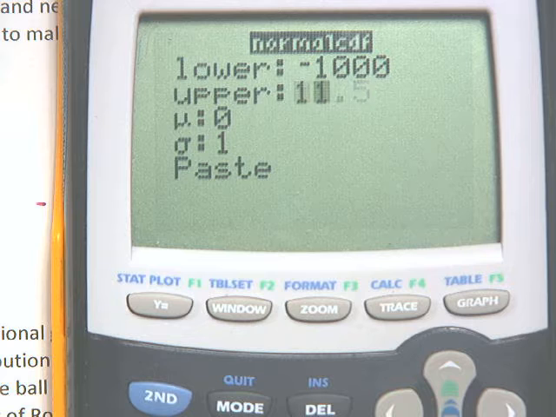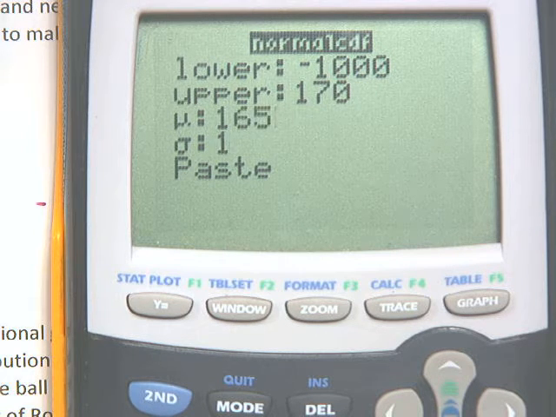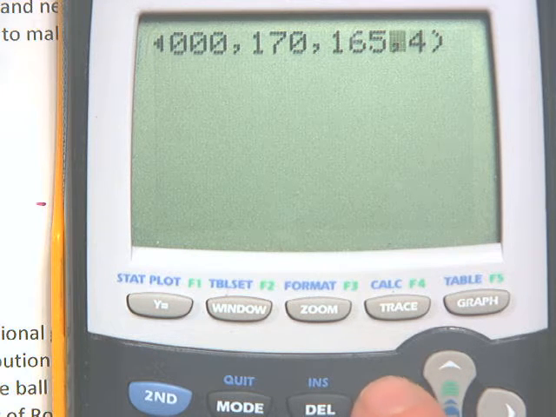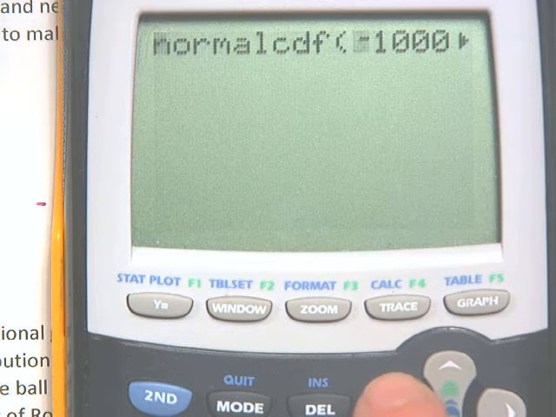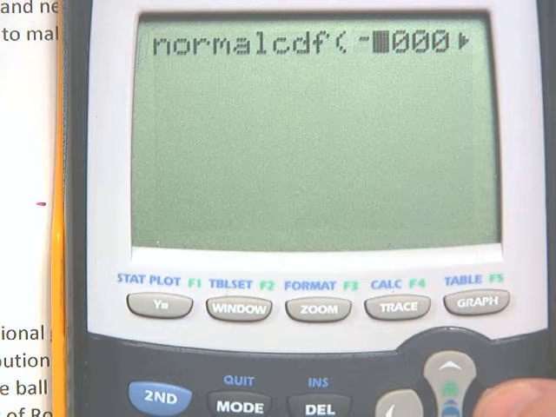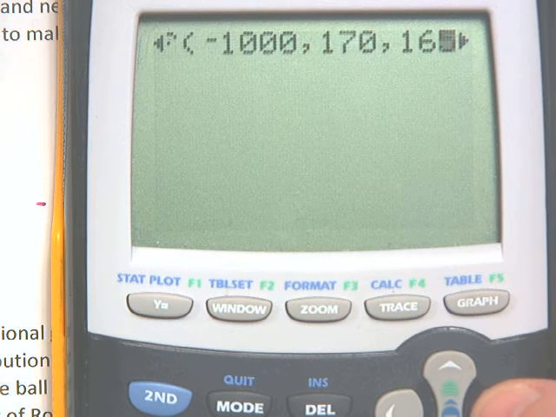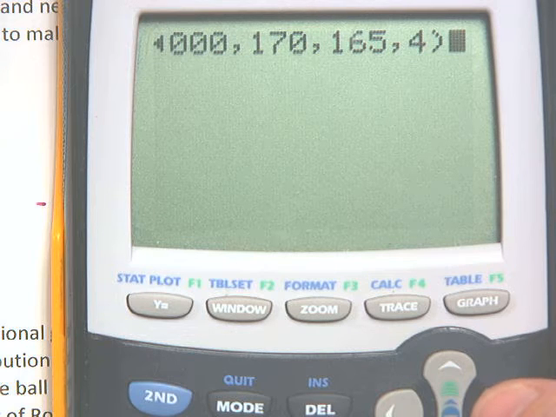The upper here is 170. The average stopping distance, excuse me, is 165 feet with a standard deviation of 4. Just a little thing, if you're looking on my answer key for an assignment, look at how this looks in the calculator. Normal CDF, and then it's just separated. There's your lower boundary, comma, upper boundary, comma, mean, comma, standard deviation, close parentheses.